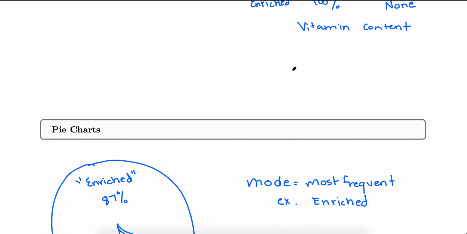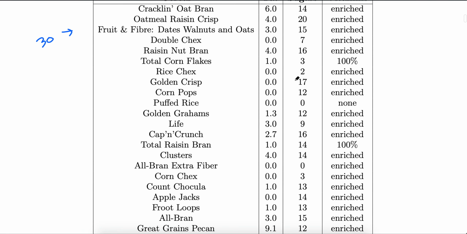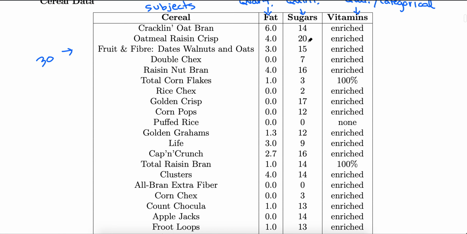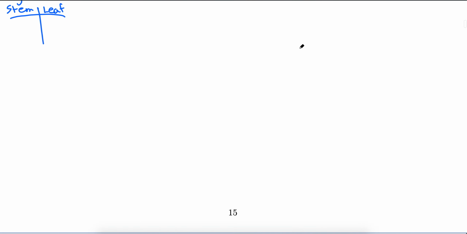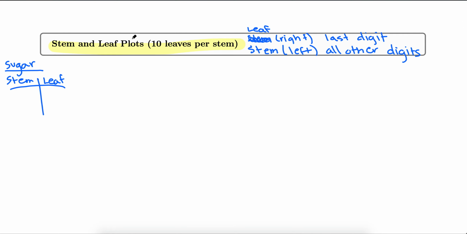All other digits go on the left side, or the stem. So if we check back with the data for our sugar content, they're all basically two-digit numbers, in the 1s, the 10s, and then we have the 20. So think about what that would look like for our stem. What are those first digits that we need? Well, in this case, we would need 0 for all the single-digit numbers, 1 for all the 10s, and then 2 for our 20.